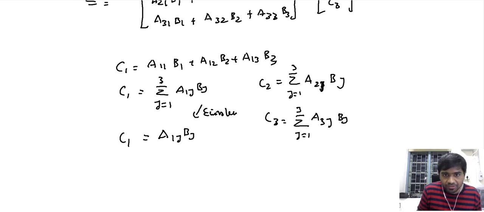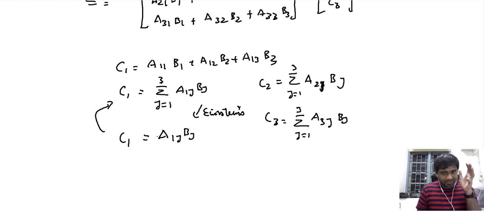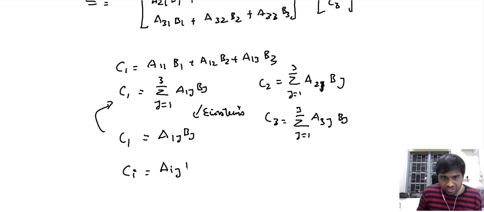Only when it is explicitly stated that Einstein's convention is used will we be able to understand what this means. That's the reason why in every place I am writing Einstein, because only when it is stated will we be able to relate this to this. If not, it has a totally different meaning. So C1 is represented in this manner. So 1 is the live or the free index and j is the dummy index. Therefore Ci would be Aij Bj.